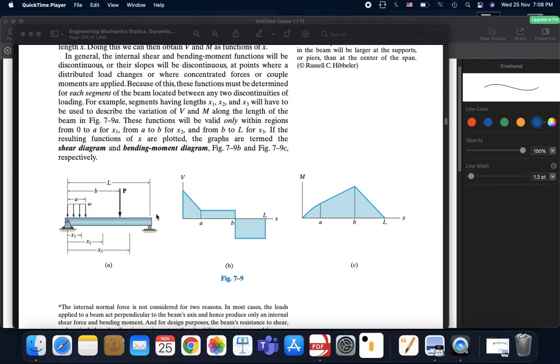So we can imagine that we have three different situations. We can have one situation inside the distributed loading, one outside the distributed loading before the concentrated load, and the other one just right after the concentrated load. So we have three sections, meaning that we can have three different equations relating V and the distance x.